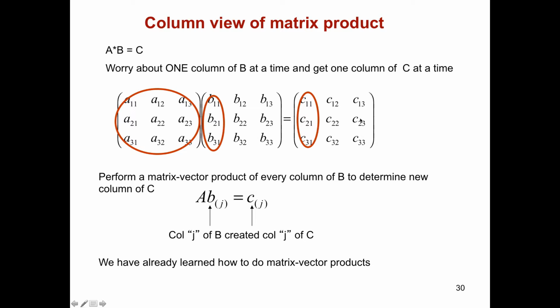So basically, what are you going to do to get C23? For C23, the second row of A times the third column of B will give you C23. So that's going to be A21 times B13 plus A22 times B23 plus A23 times B33. Okay? So that's a scalar product of this row and column.